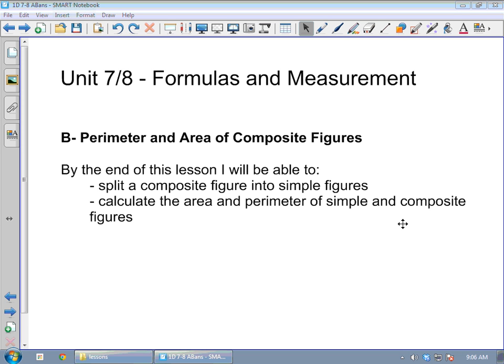So this lesson covers material from Unit 7-8, formulas and measurement, and we're looking at box B here, perimeter and area of composite figures. By the end of this lesson, you should be able to take a composite figure and split it into simple figures, and to be able to calculate the area and the perimeter of simple and compound figures.